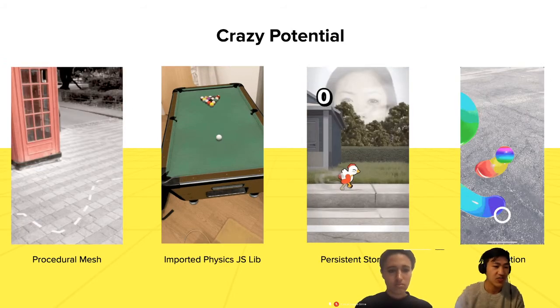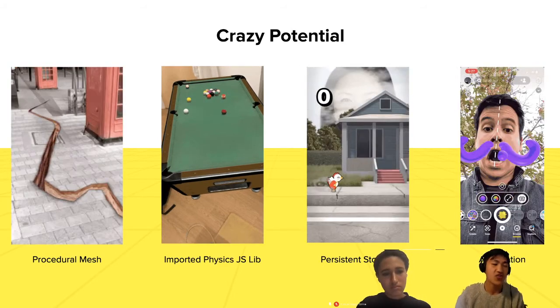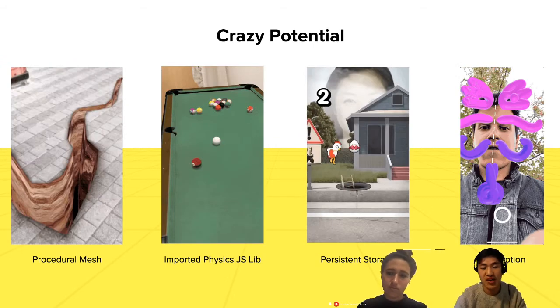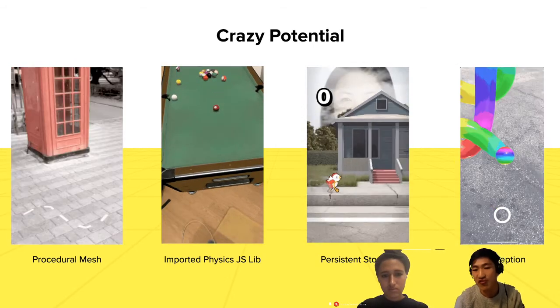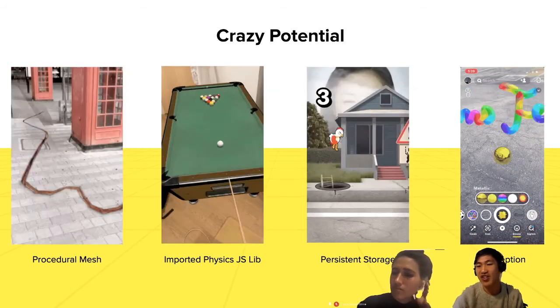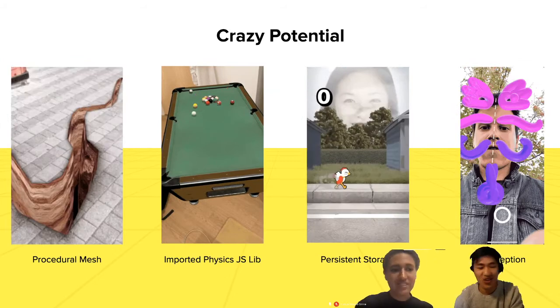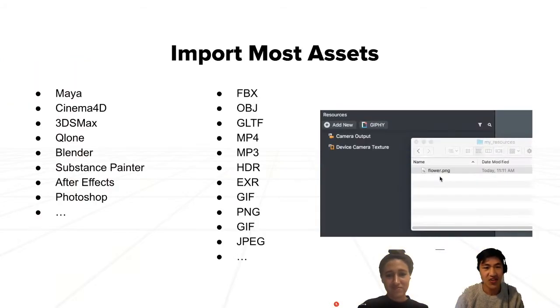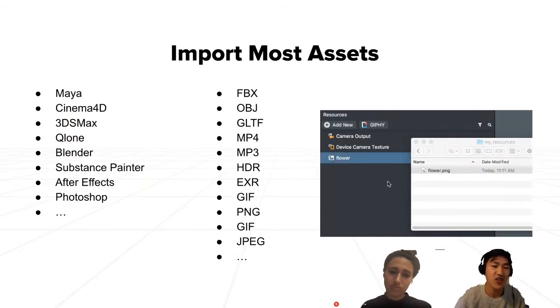So here you can see you can build procedural mesh. You can create an experience where you create a billiard table because you can bring in your own physics. You can make games with high scores. And you can even make an AR creation experience within AR. So that's pretty cool. And so, this is a tool out of your many toolbox.